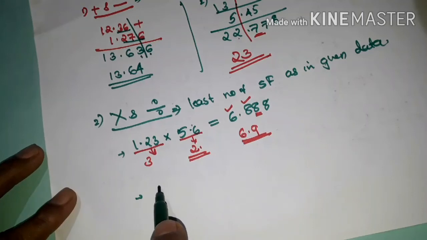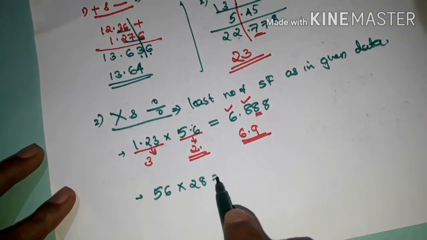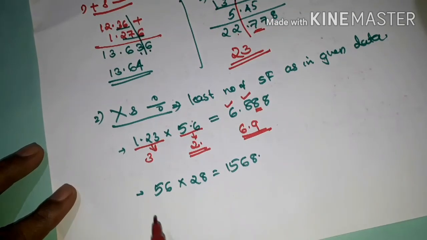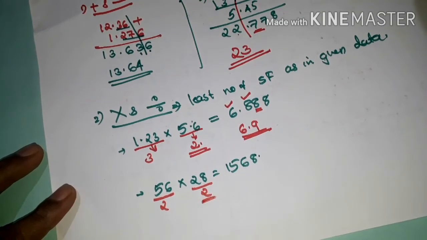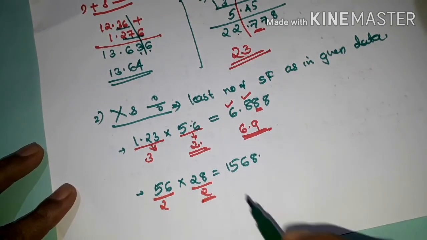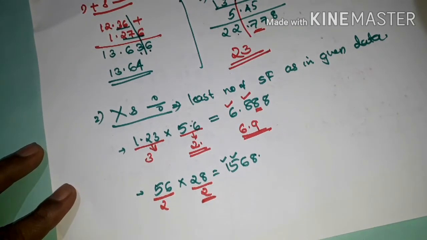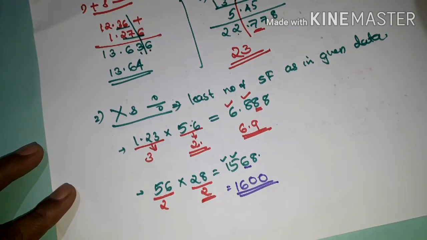Next example, 56 times 28. Answer is 1568. Look, 56 has 2 significant figures, 28 has 2 significant figures. Answer should contain 2 significant figures. So 1 and 5, 2 significant figures. Look, the next digit is 6. Therefore 5 is increased by 1 unit. 1600 is the answer.